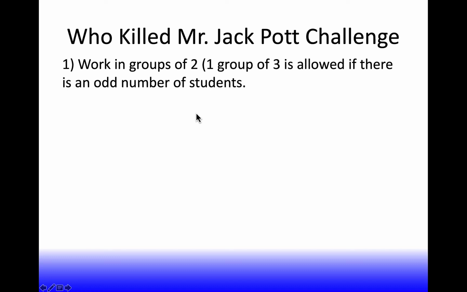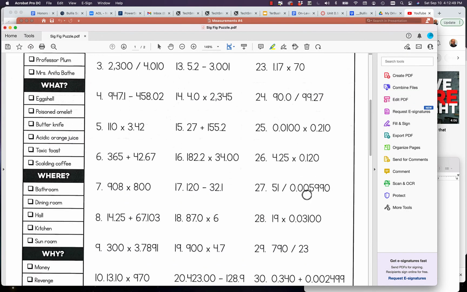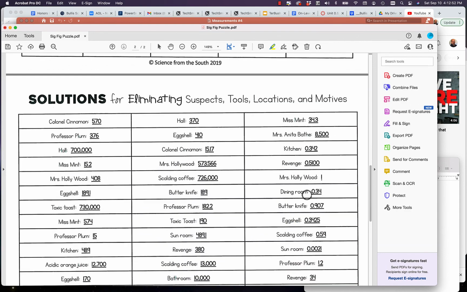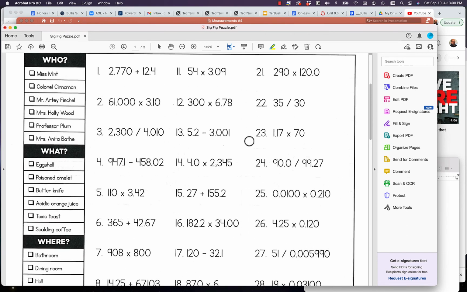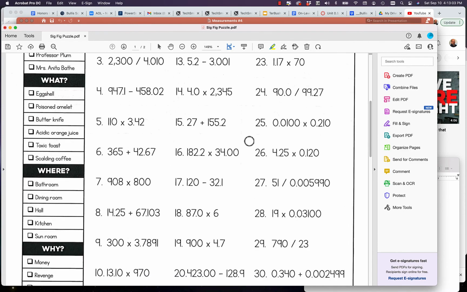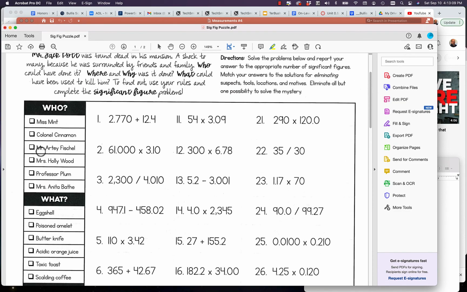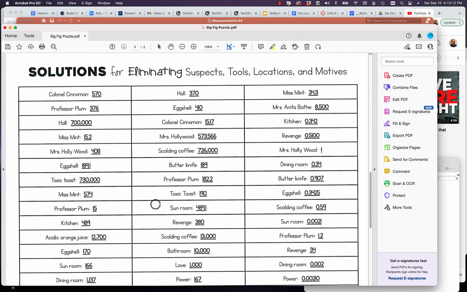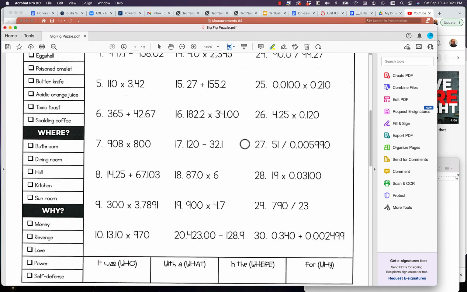So Mr. Conklin will hand out the Jackpot challenge. What you'll see is it's 2 pages, okay? One page has the problems. The second page, if you take a look, has a whole bunch of values and then a name next to it, okay, of something. Now this is how you play. You're going to have to solve all of these problems, all 30 problems. Every time you solve a problem, you will look at the second sheet and you will cross off any person, place, or thing that matches the value of your answer.